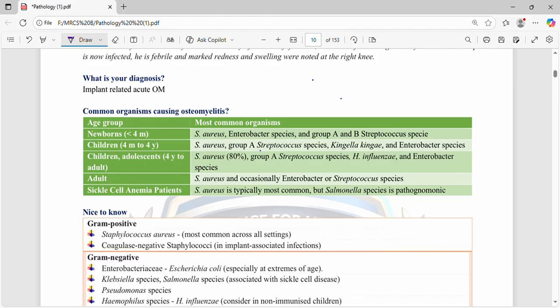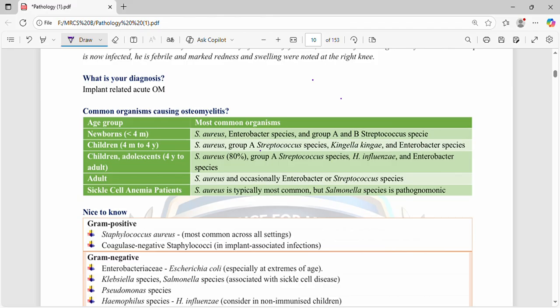In newborns less than 4 months, the organisms are Staph aureus, Enterobacter species, and group A and B Streptococcus species. In children 4 months to 4 years, it is Staph aureus, group A Streptococcus species, Kingella kingae, and Enterobacter species. Almost the same, but just adding Kingella for 4 months to 4 years.